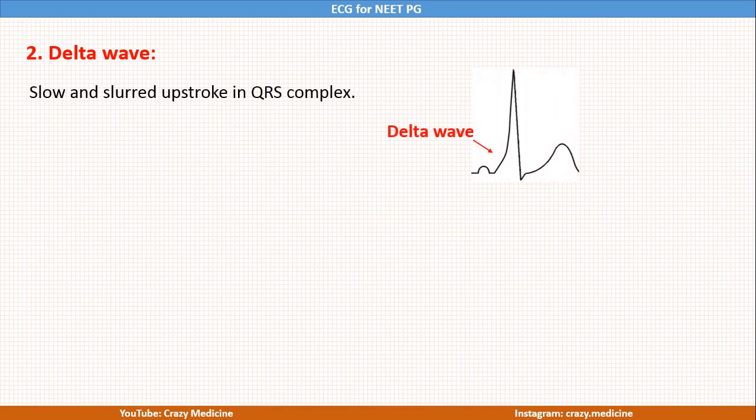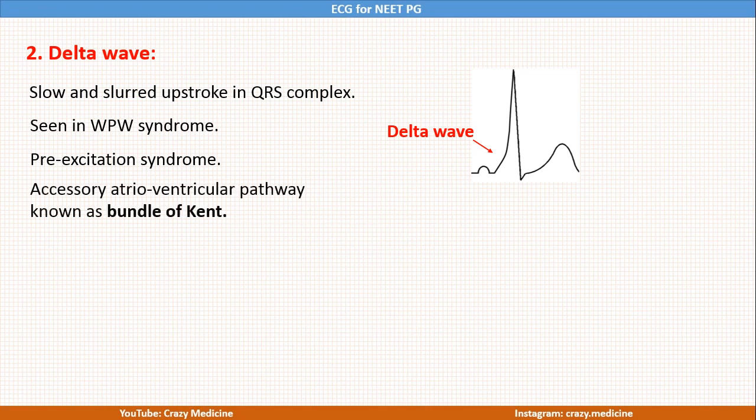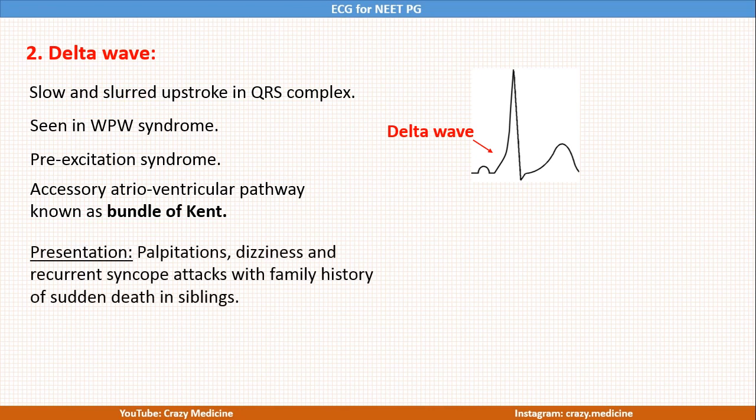Next special wave is delta wave. It is a slow, slurred upstroke in QRS complex seen in WPW syndrome. Let us discuss some other points related to WPW syndrome. It is a pre-excitation syndrome, which occurs due to an accessory atrioventricular pathway known as bundle of Kent. Patients with WPW syndrome will have palpitations, dizziness, and recurrent syncope attacks with a family history of sudden cardiac death in siblings. This history may be given in the question.